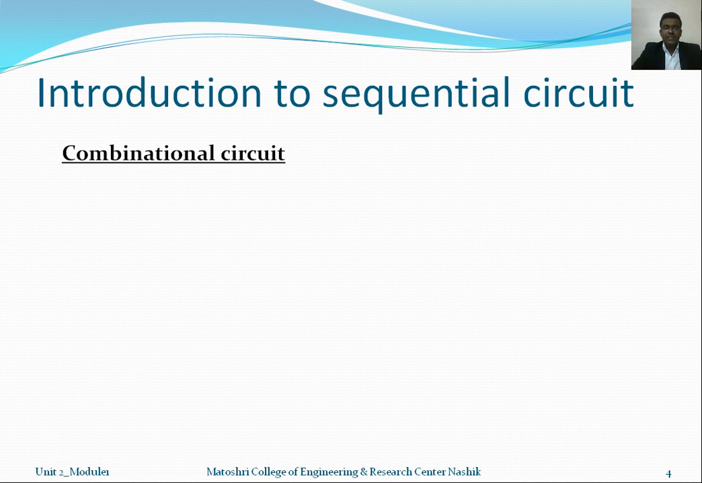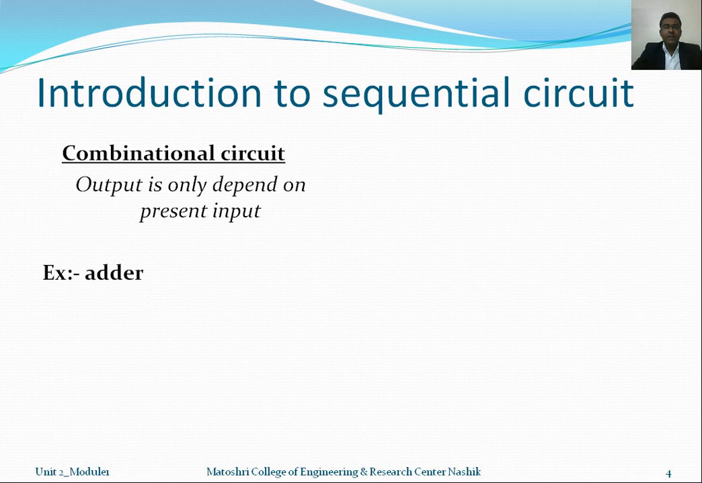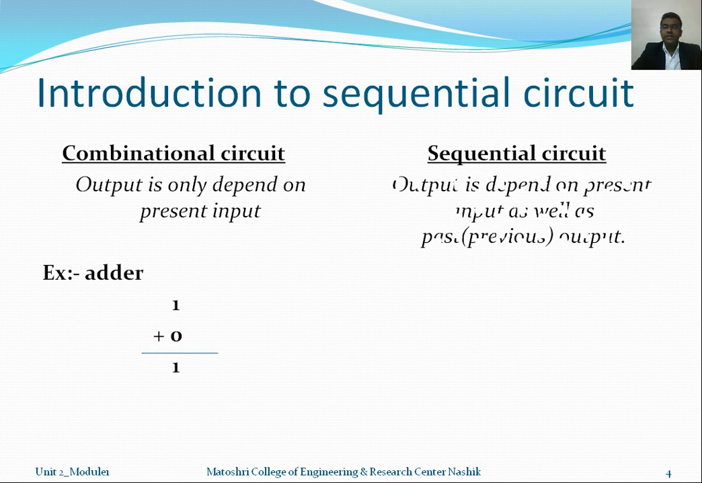As we have already studied combinational circuits in the previous unit, a combinational circuit is a circuit whose output only depends on the present input. That means the output only responds to the present input. For example, in an adder, 1 is added with 0, and we get the output as 1. Whereas in sequential circuits, the output depends on the present input as well as the past or previous output.